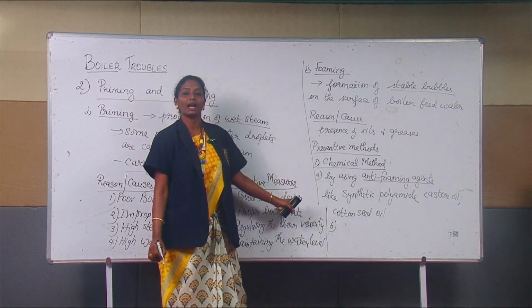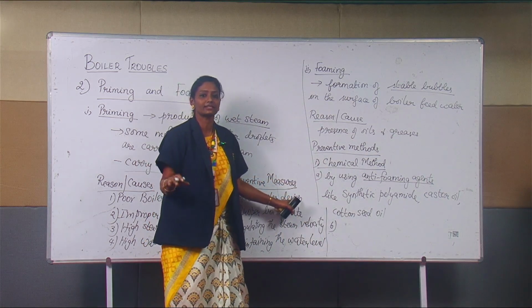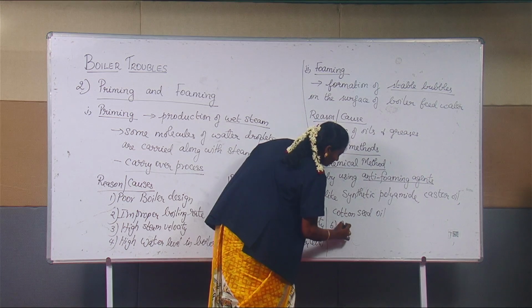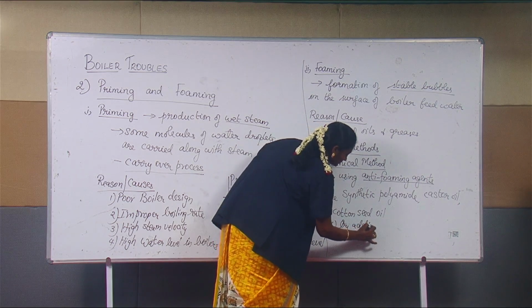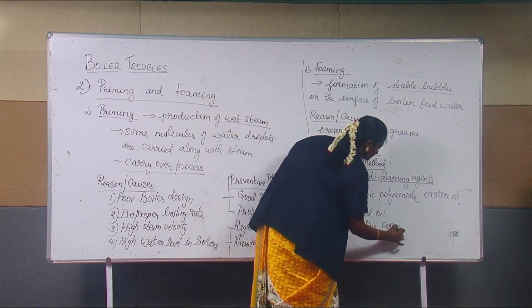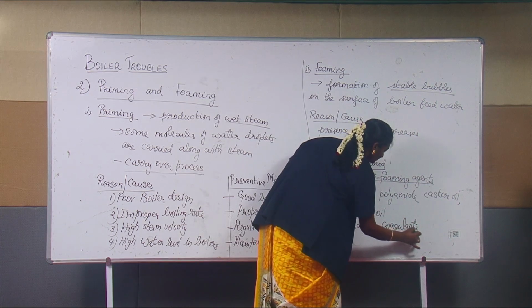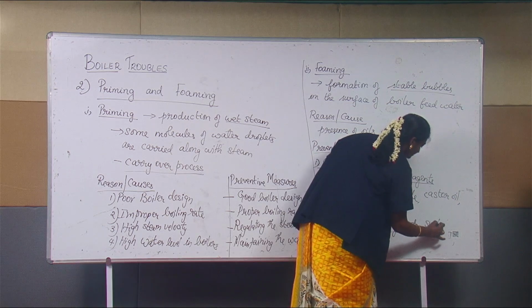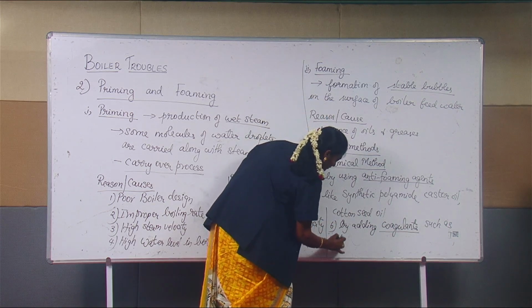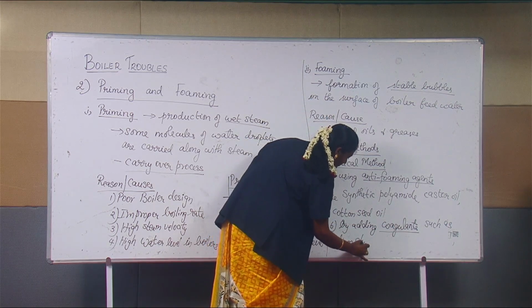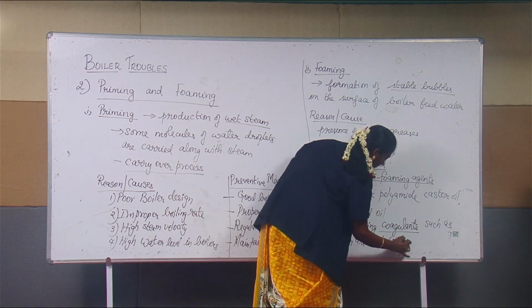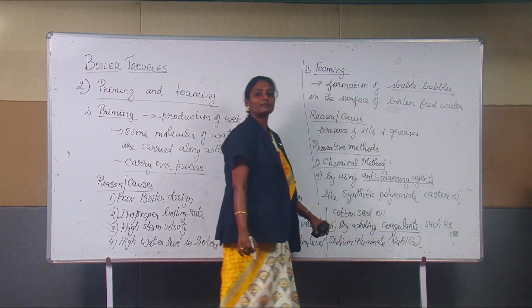The second one is by adding coagulants. If the oils and greases are scattered in the boiler feed water, it would just club them and make them settle down. So by adding chemicals called coagulants, such as sodium aluminate, aluminium hydroxide.